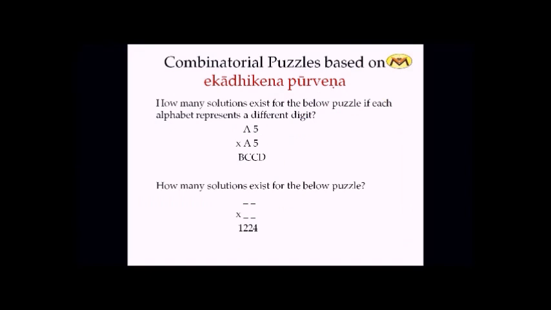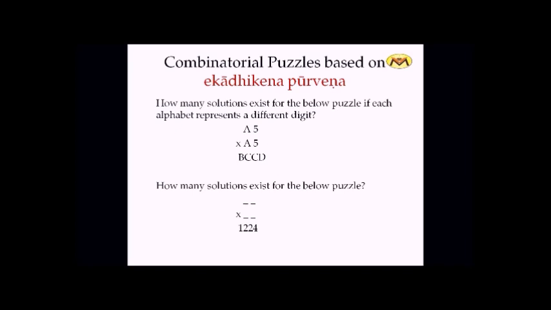Another kind of puzzle that I really like is combinatorial puzzles. So here's one example. If we are having a 2-digit number like A5 and the other one is A5, then A5 multiplied by A5 is BCCD, let's say.